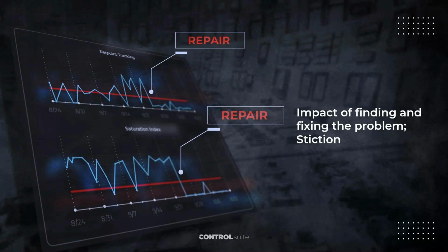So the top graph shows that the process was having trouble with set point tracking, and the bottom graph shows that there was a saturation issue. Maintenance was able to fix the problem without shutting the process down because they were able to loosen the packing nut and increase the air pressure on that valve actuator. The results are displayed on the right-hand side of each of the graphs. Both set point tracking and the saturation index have returned to an acceptable level, which is below the red line represented in the performance threshold.